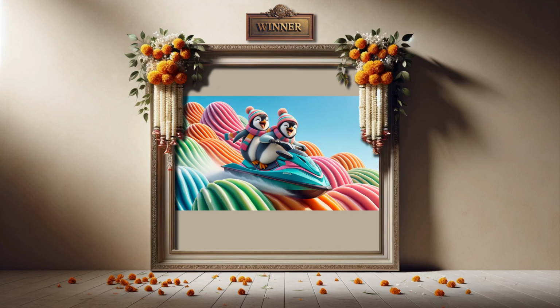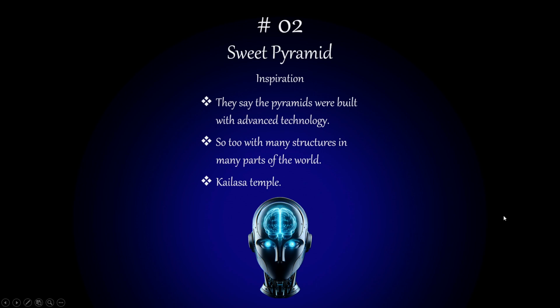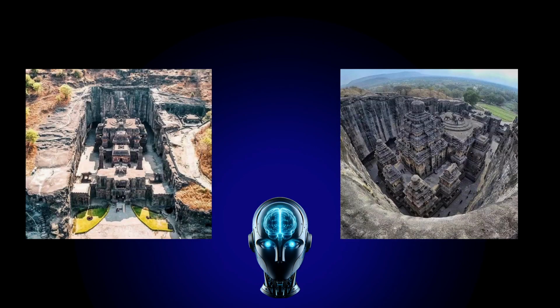Okay, guys. So let's move on to the next beautiful image. This is image number 2 and it is called Sweet Pyramid. They say that the pyramids were built with advanced technology that was unknown to the present world. Let me show you guys a single example of a temple built in India called the Kailasha temple. Now this temple is located in the Ellora caves in a state called Maharashtra up in the north of India. Now look at the image, guys. This is a temple here.